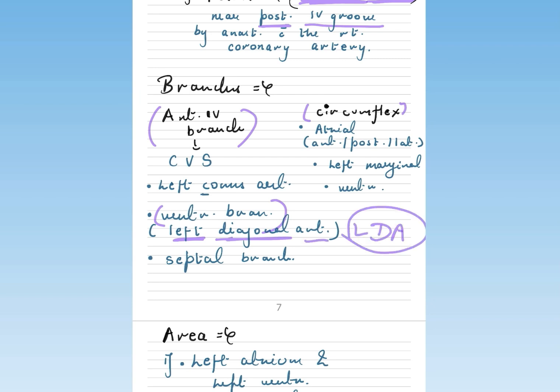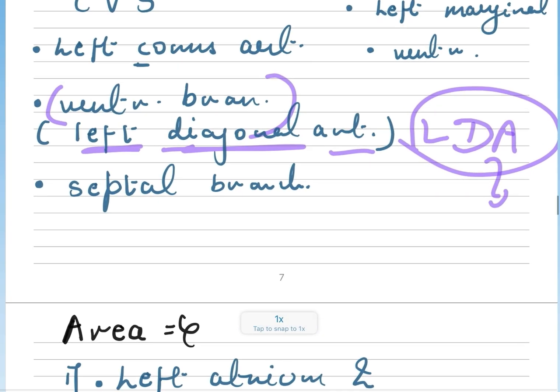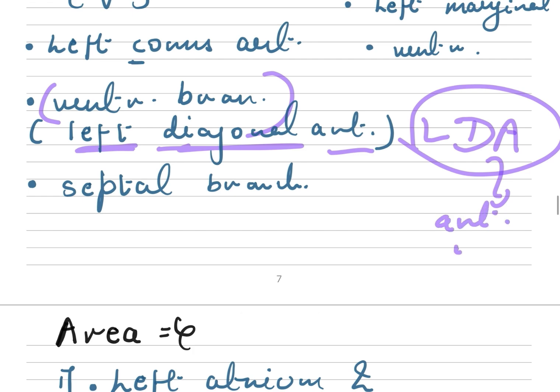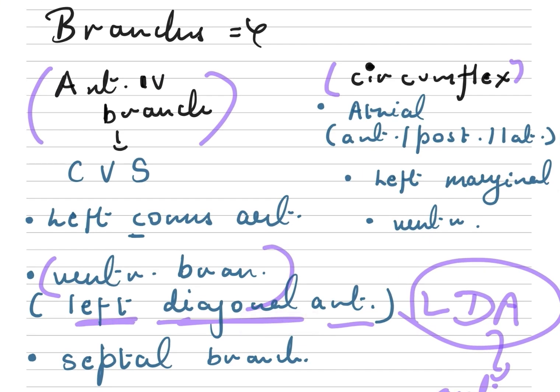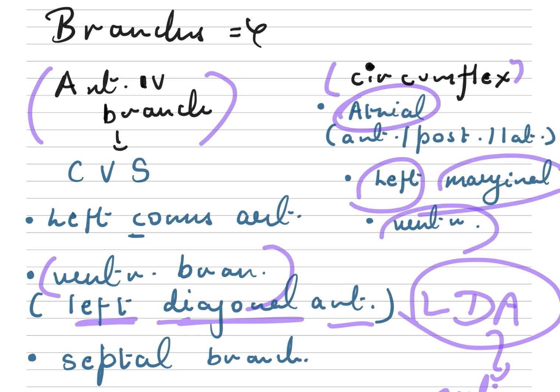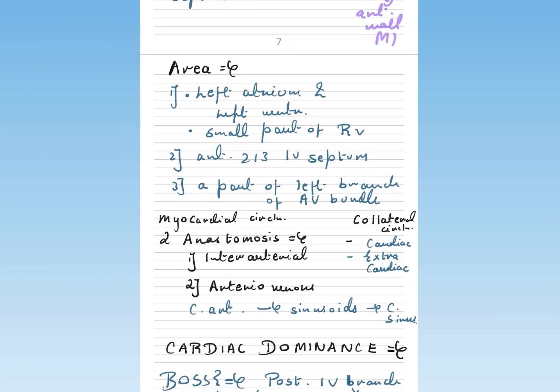And this is a very important artery because during myocardial infarction, the LDA is the most common vessel to get blocked and it supplies a major portion of the heart. So if this gets blocked, then it leads to anterior wall MI. Then there is the septal branch, CVS. Then the circumflex artery gives rise to the atrial branches and the left marginal branches and also the ventricular branches. So atrial में वही anterior, posterior and lateral branch.